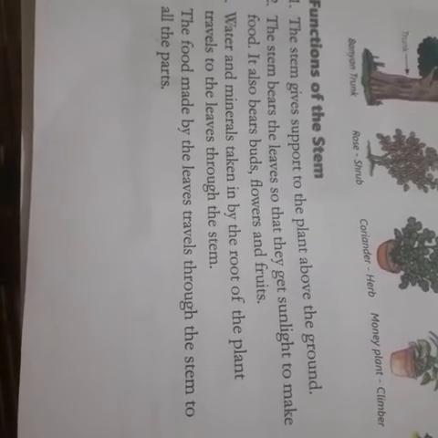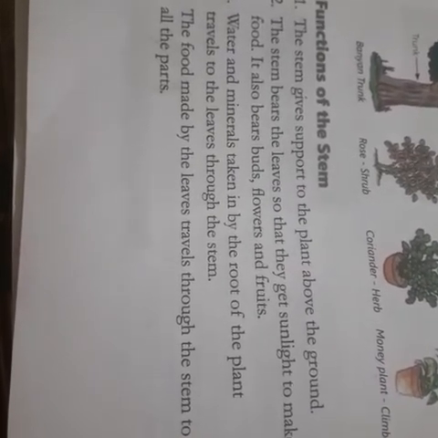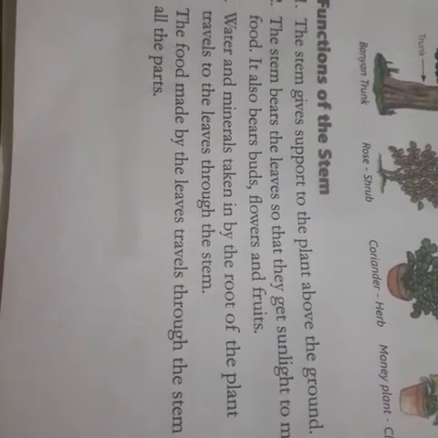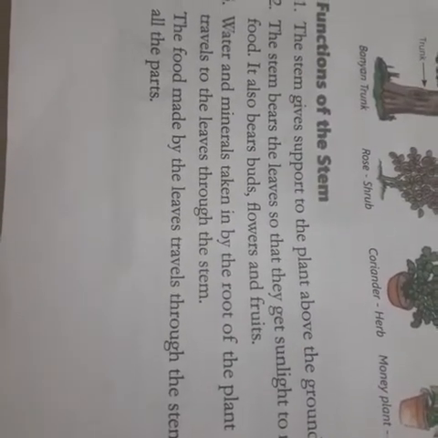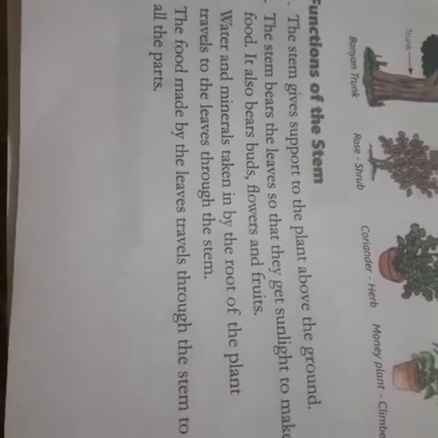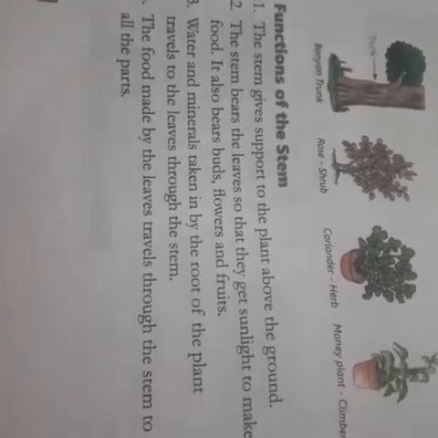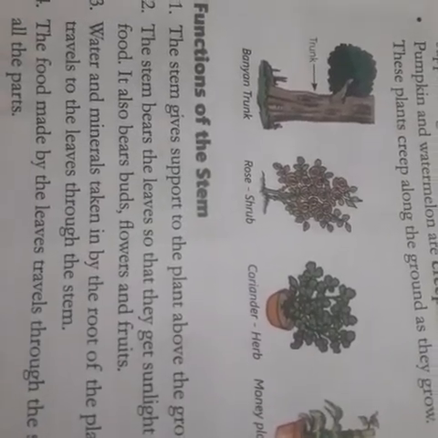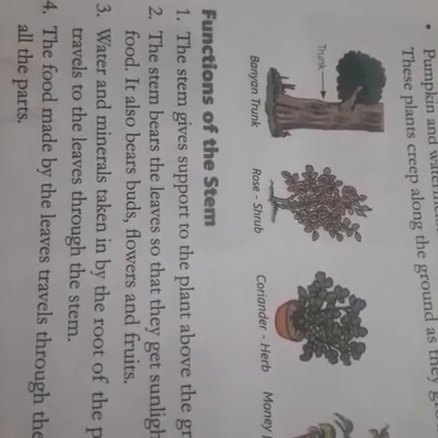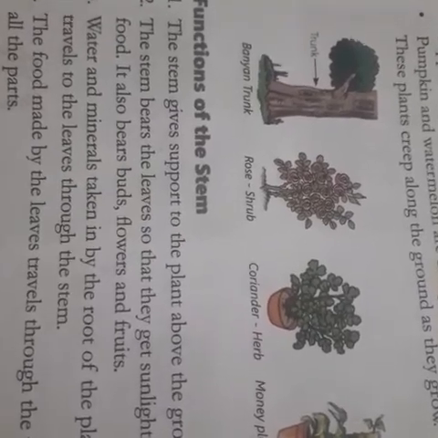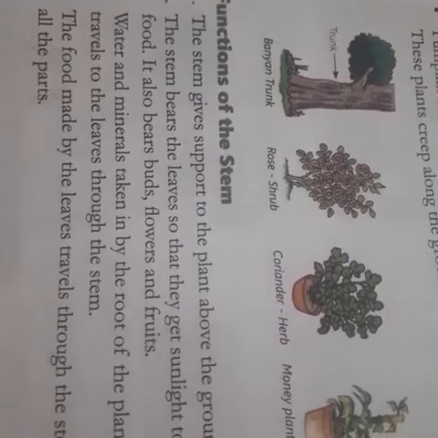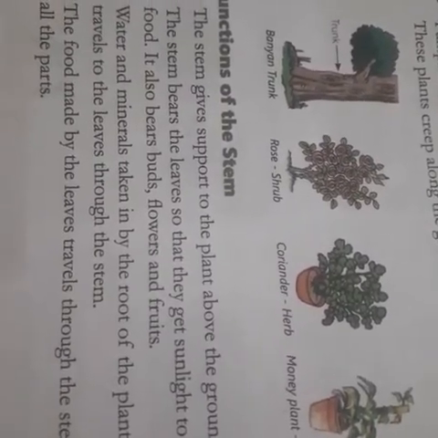It takes water and minerals from the root of the plant and they travel to the leaves through the stem, and food made by the leaves travels through the stem to all parts of the plant. The stem carries food prepared in the leaves to the other parts of a plant, and green stems carry out photosynthesis, which is the primary function of green leaves.